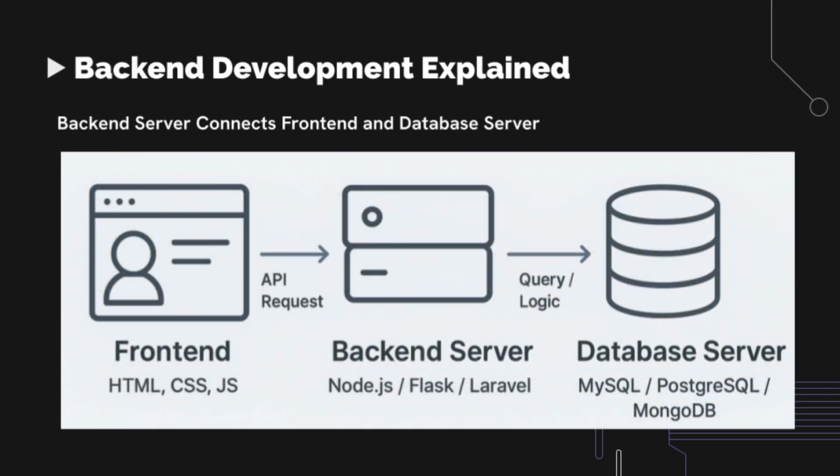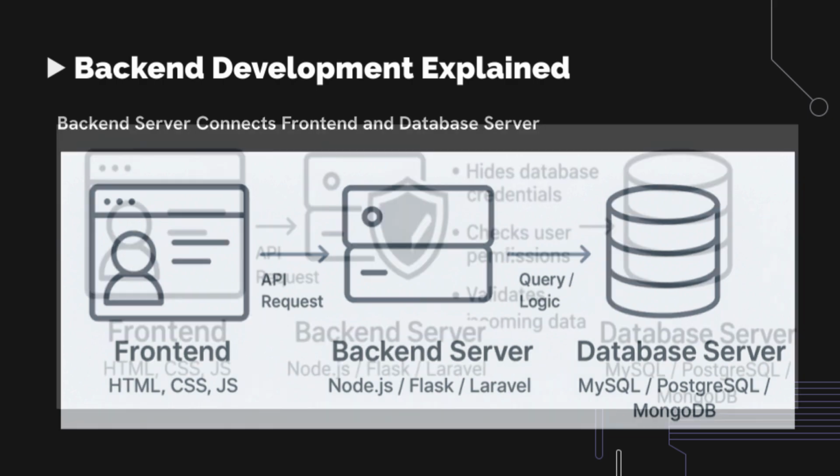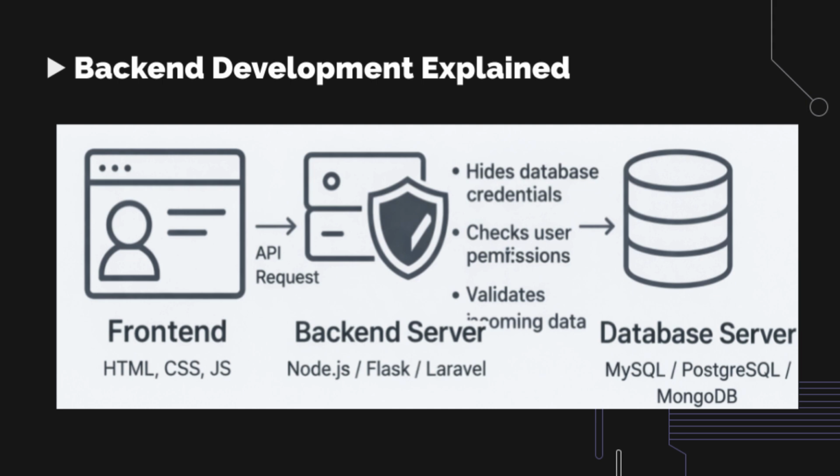Instead of a direct connection between the front end and the database, every request from the users first goes to the separate backend server through an API request. Think of the backend server as a middleman. The backend server receives the request from the front end, validates it, processes it, and then decides what to do with the database. The backend server acts as a protected layer between the users and the database. It hides the database credentials, checks if the user is allowed to do something, and validates all the incoming data and requests before it ever reaches the database.